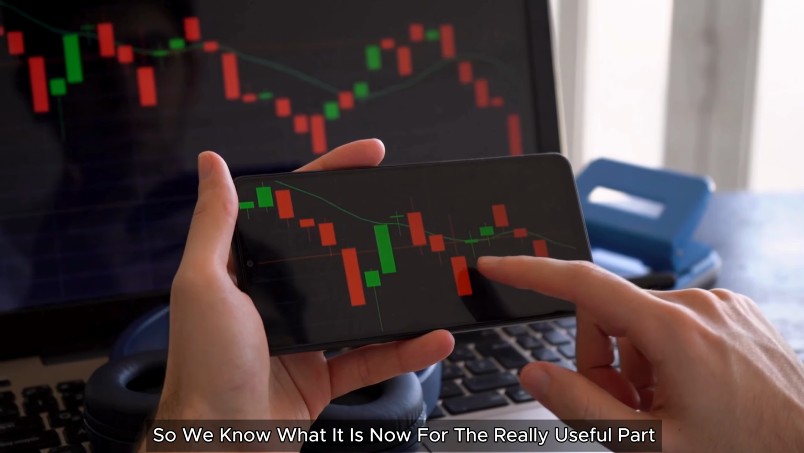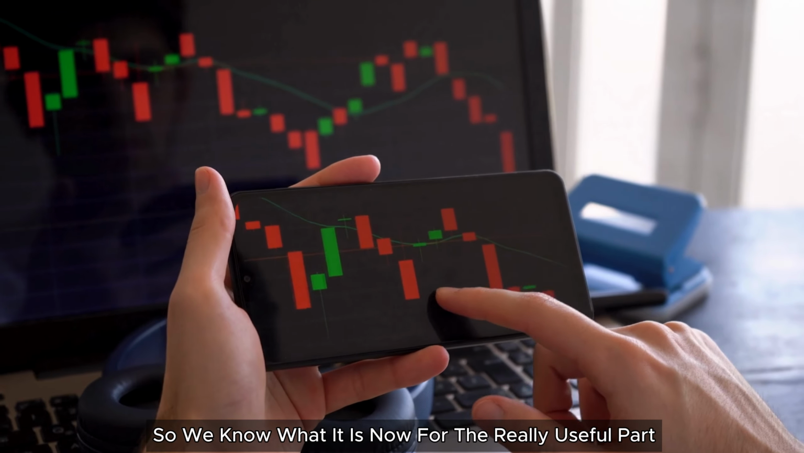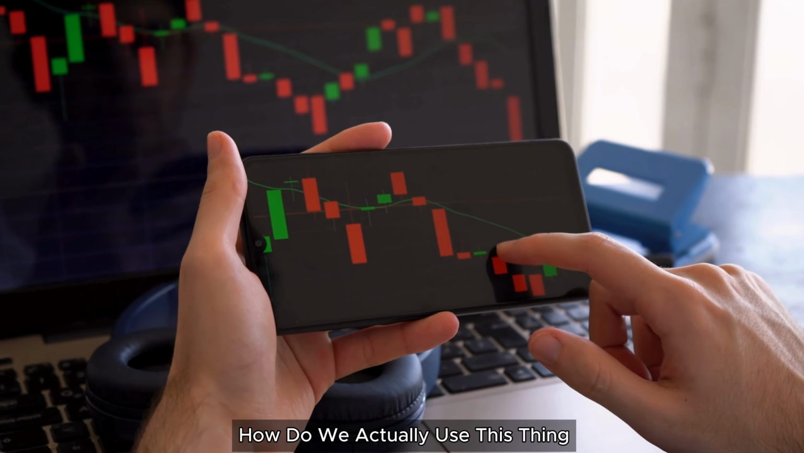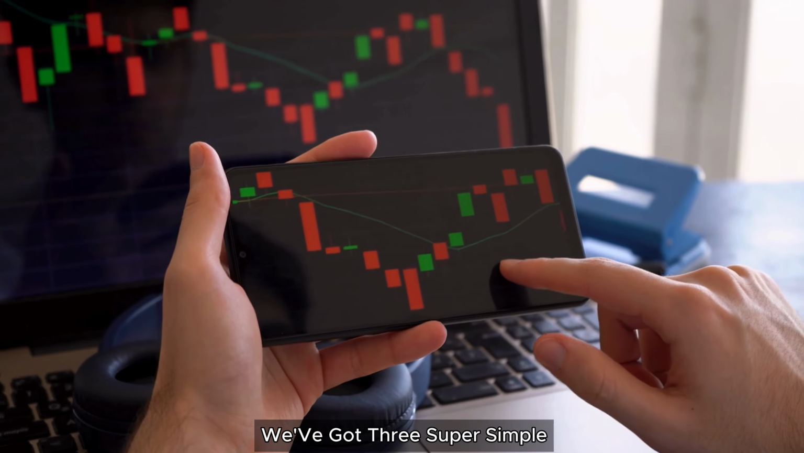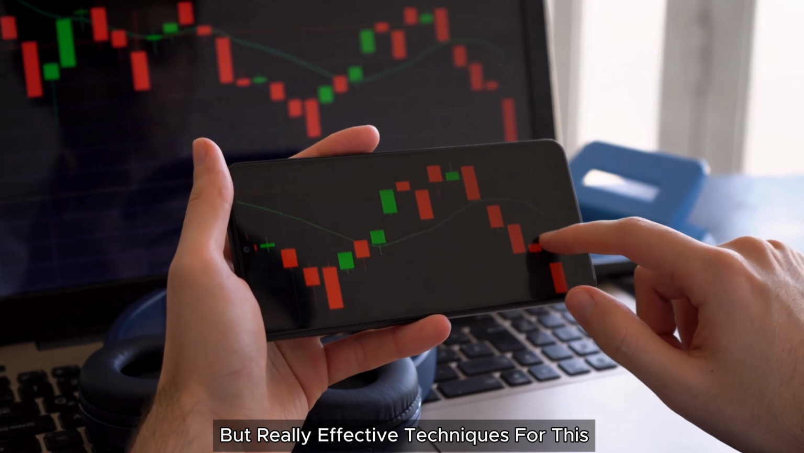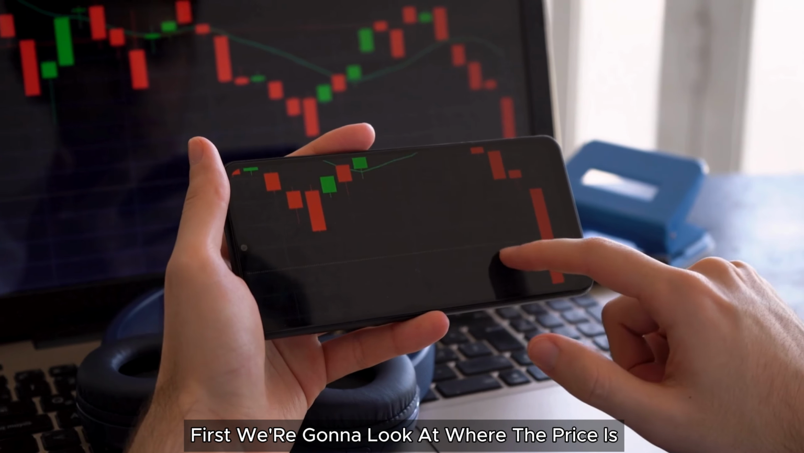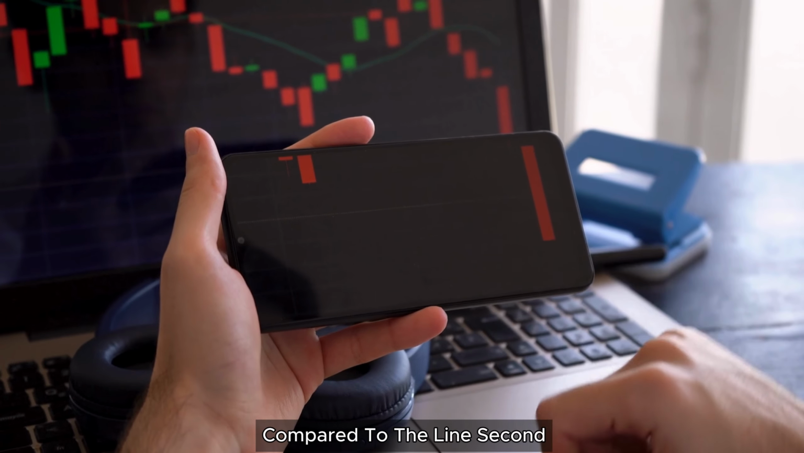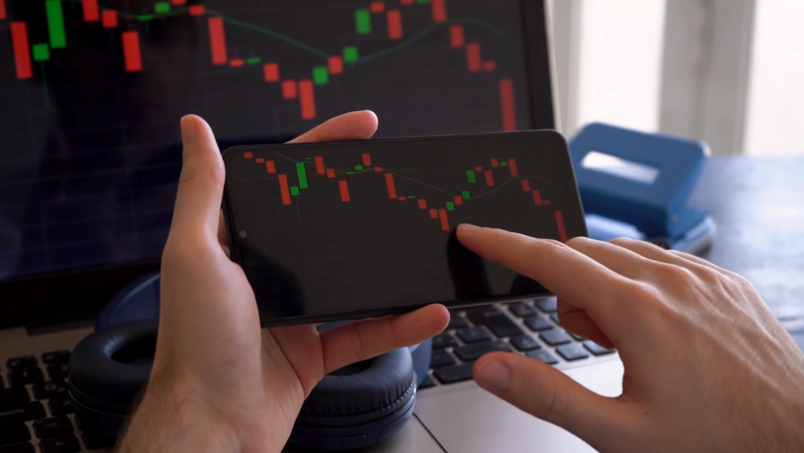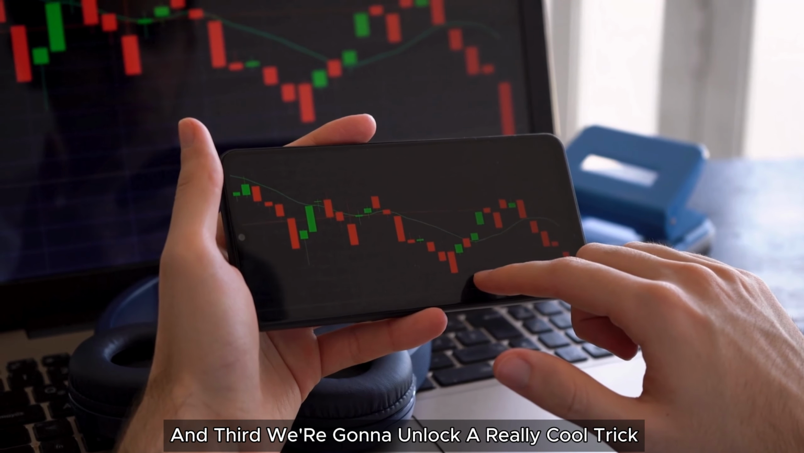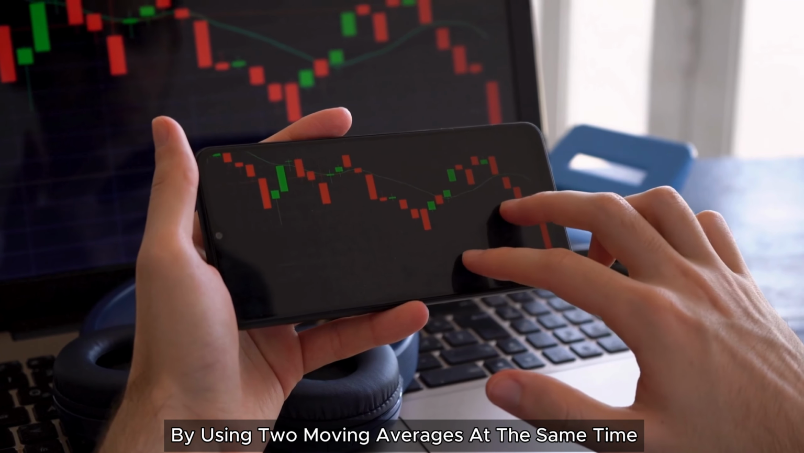Okay, so we know what it is. Now for the really useful part. How do we actually use this thing to figure out which way the market is heading? We've got 3 super simple but really effective techniques for this. First, we're going to look at where the price is compared to the line. Second, we'll check out the angle or the slope of the line itself. And third, we're going to unlock a really cool trick by using 2 moving averages at the same time.